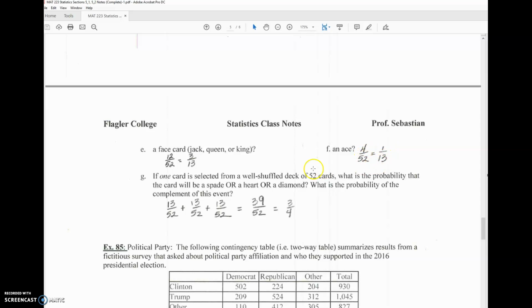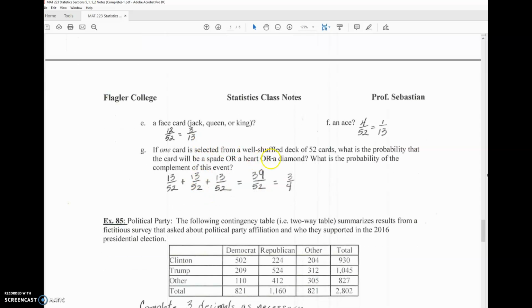And if one card is selected, what is the probability that the card will be a spade, or a heart, or a diamond? How many spades, hearts, and diamonds are there? Well, there are 13 spades, 13 hearts, and 13 diamonds out of the total number of 52 cards, which is 39 out of 52, or 3/4. And you could think of it as 3 suits out of 4 represented, right? So either way, I'll stop there.